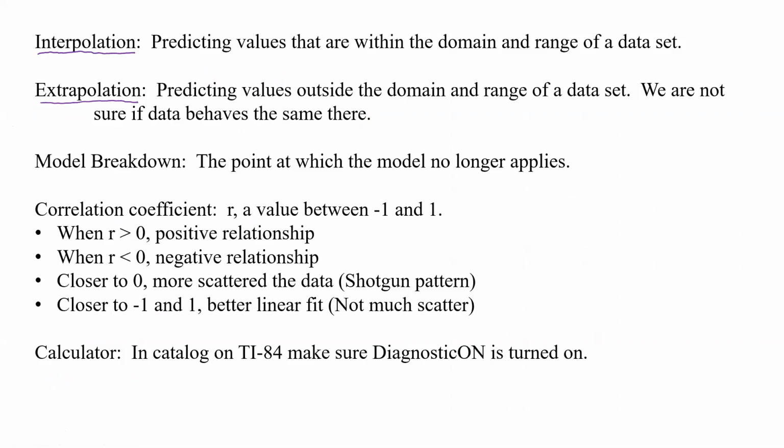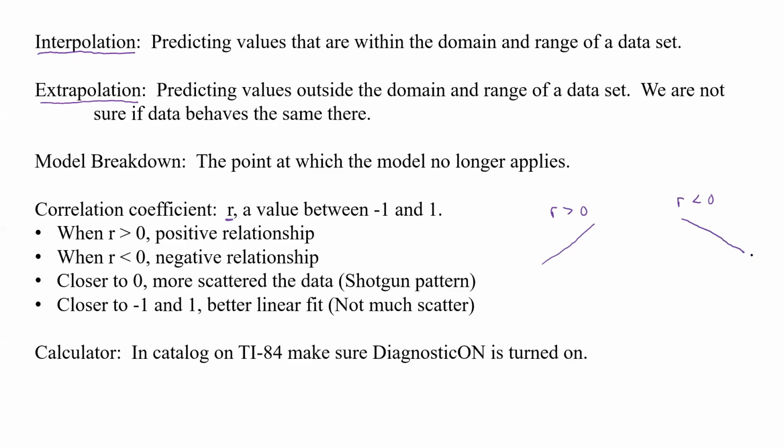Now we have something called a correlation coefficient, which is an R value, and that's what we're looking for. It's a value between -1 and +1. When R is greater than 0, that's a positive relationship, moving up and to the right. Whereas if R is less than 0, we have a negative relationship and the line is going down and to the right.